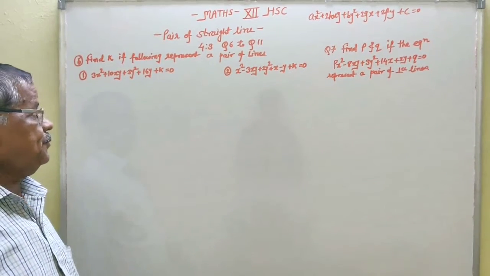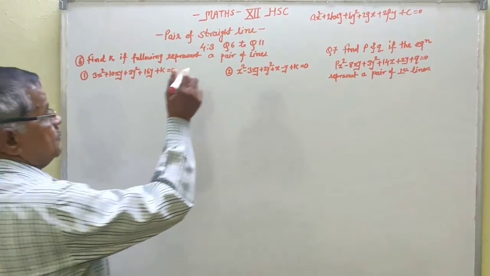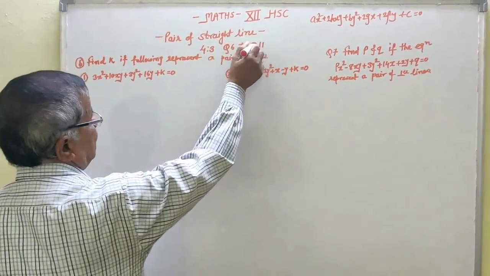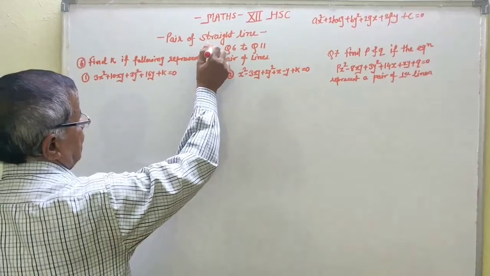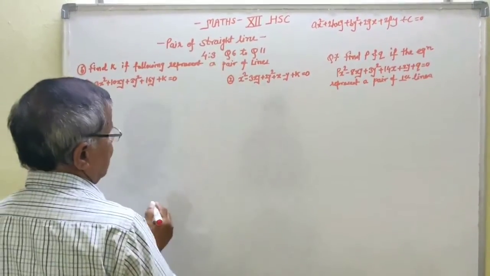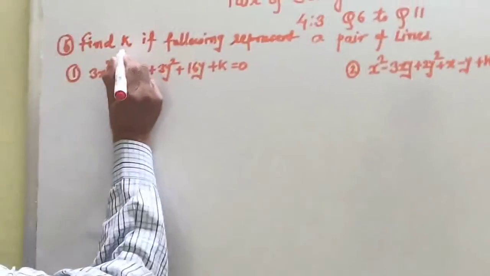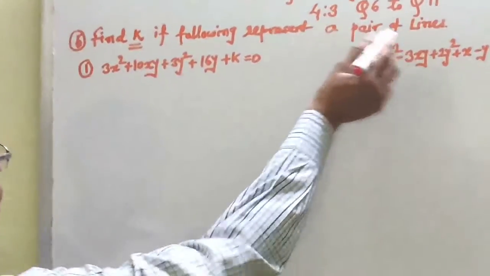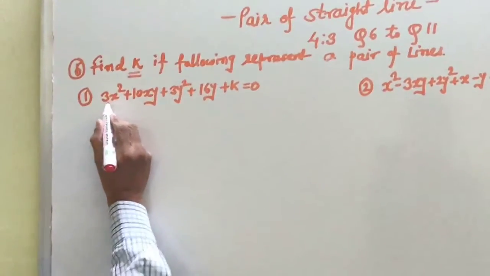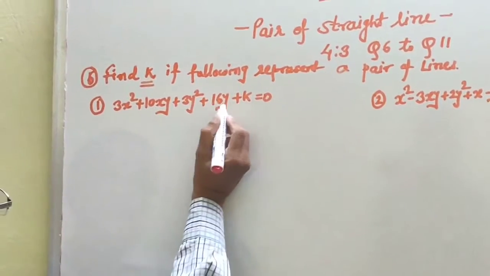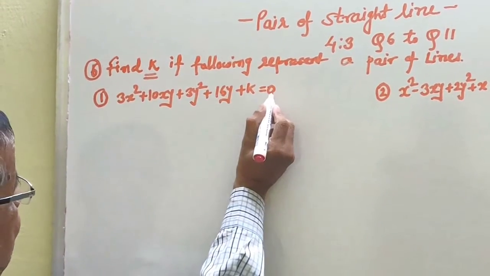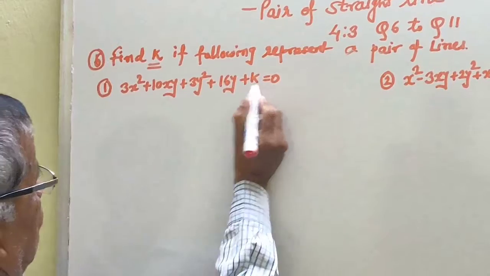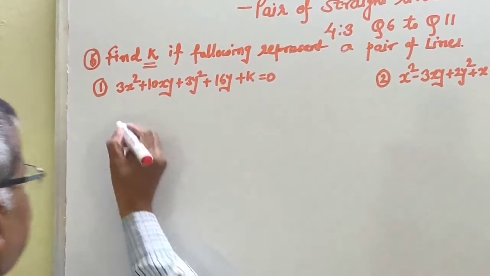Today we are going to solve question number 6 to question number 11 of exercise 4.3, chapter Pair of Straight Lines, standard 12. Question number 6 is: find the value of k if the following represent a pair of lines. 3x² + 10xy + 3y² + 16y + k = 0. Now I can compare this and find the value.